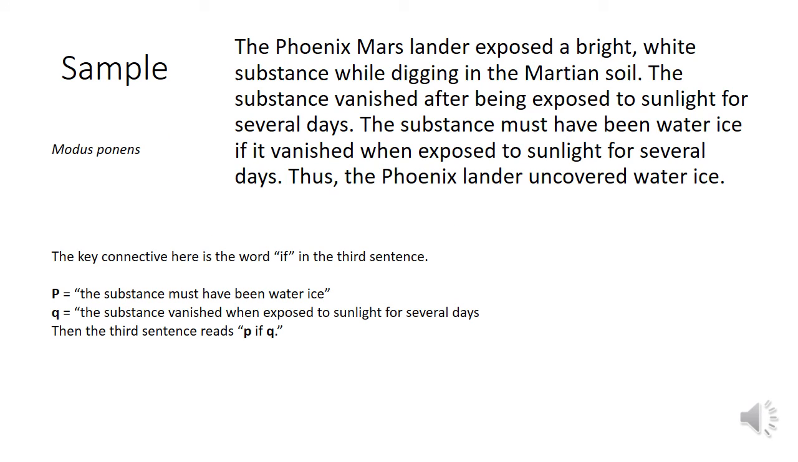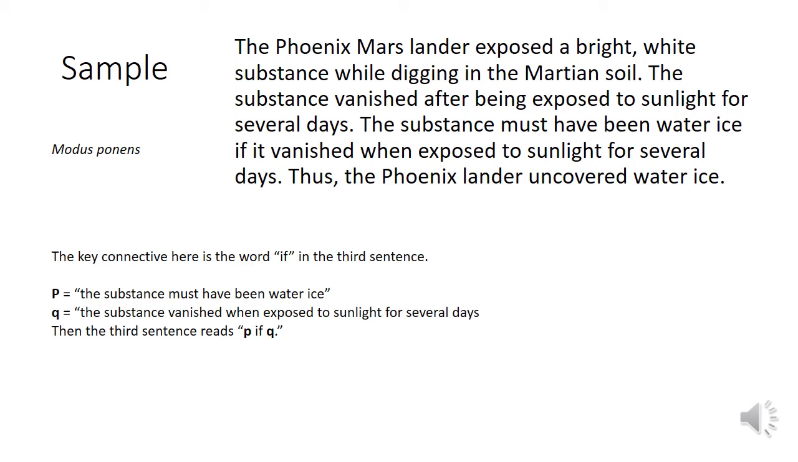Let's try out a sample argument. The Phoenix Mars lander exposed a bright white substance while digging in the Martian soil. The substance vanished after being exposed to sunlight for several days. The substance must have been water ice if it vanished when exposed to sunlight for several days. Thus, the Phoenix lander uncovered water ice. This is an example of modus ponens.